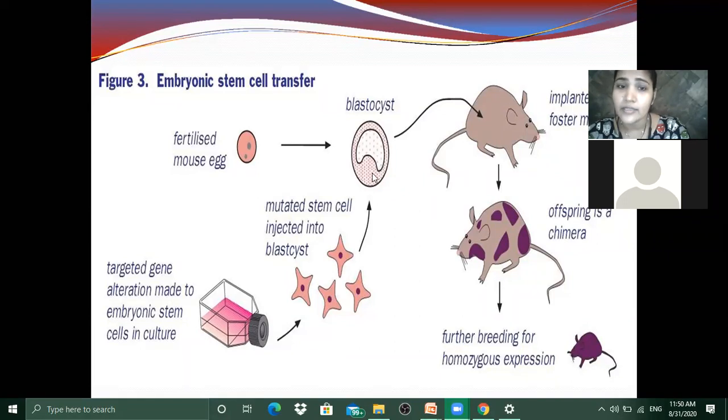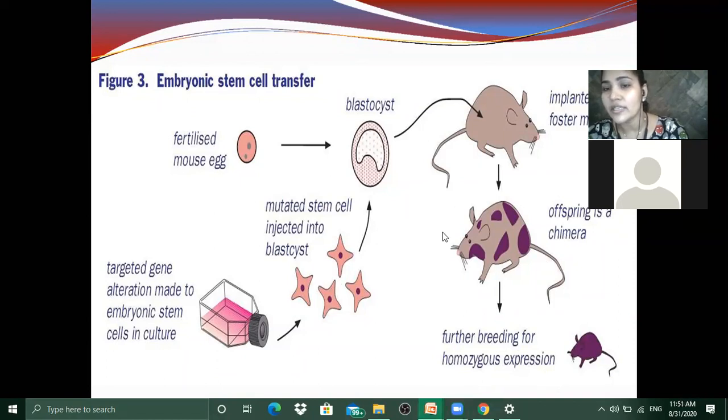At this stage, we are going to inject this blastocyst with the stem cells which we have genetically transformed. And then we allow this blastocyst to get implanted into the foster mother. Then the offspring that you are going to get will be a chimera. Chimera in the sense it will be heterozygous in nature. It will have some characteristics of the original mouse and some characteristics of the transgenic stem cell. Then further breeding for homozygous expression.